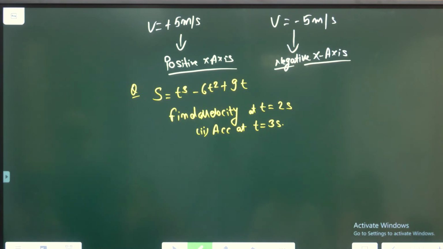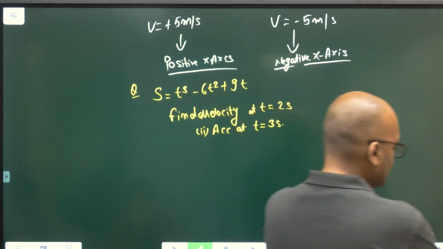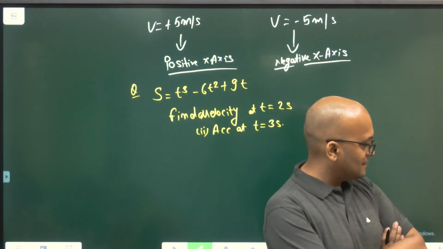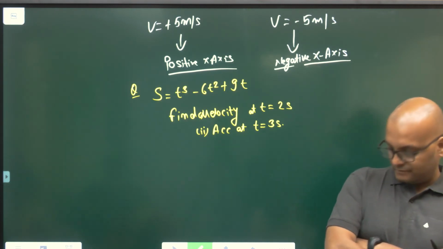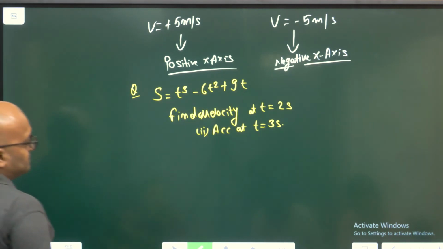Shivam? Shivam? Ram? So velocity is minus 3 meter per second. Right? You changed your answer? No sir, I missed it somewhere. You missed it somewhere. Okay, I am doing it.